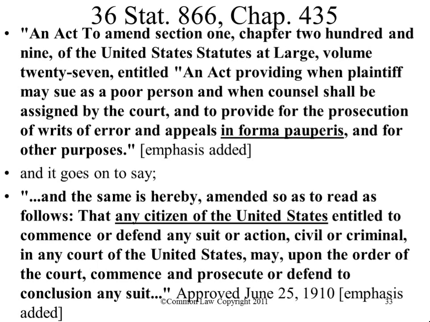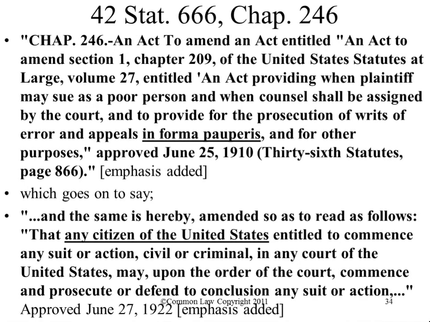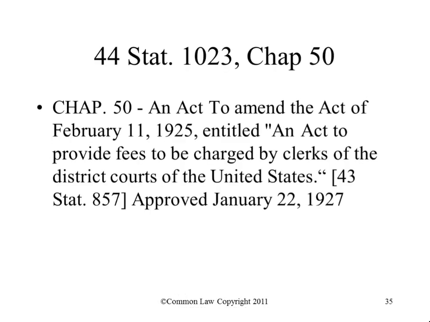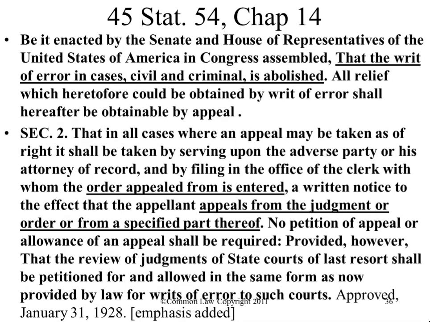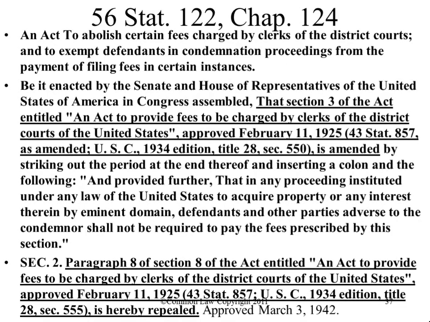Anyways, informa pauperis. This is 36 Stat 866, and it's talking about informa pauperis and U.S. citizens again. And this is 42 Stat 666, informa pauperis and U.S. citizens again. And 44 Stat 1023 is amending 43 Stat 857, which we already talked about. It's all about U.S. citizens and parties. And 45 Stat 54 is talking about a writ of error, and that doesn't have much to do with a filing fee, so we'll breeze over that one.